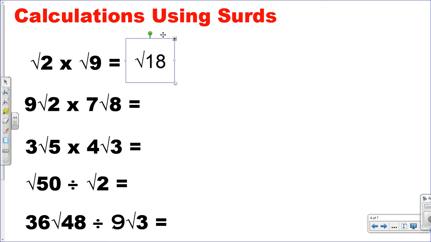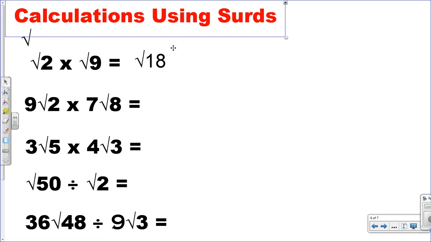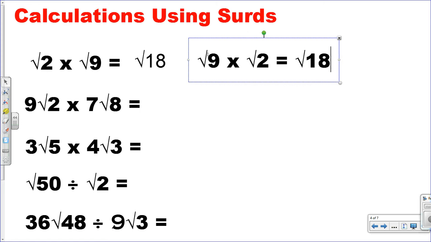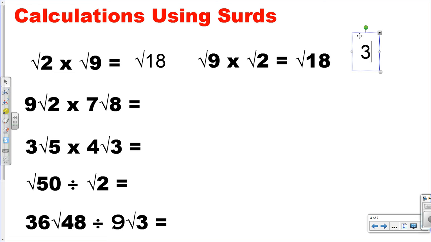And we know that's not the simplified form of that. To simplify that further, we'd have to find a square number that goes into 18, which we covered before. And if you remember from the example on the previous page, that would be 9 times square root 2 equals square root 18. And we know that square root 9 equals 3, and we don't know square root 2, so we leave that as it is. So our answer here would be 3 square root 2.